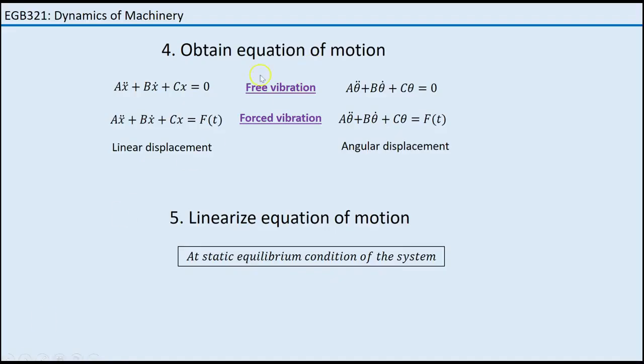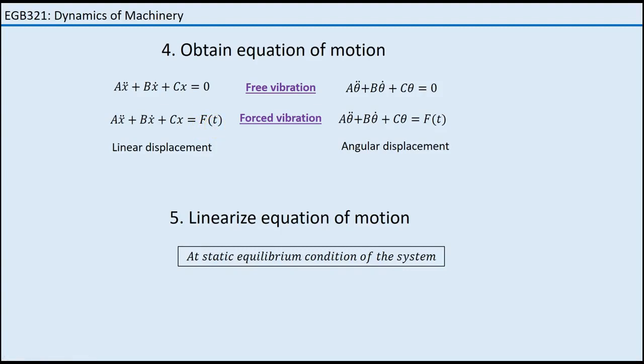In step 4 we want to obtain the equation of motion. So for linear displacement the equation should look like this in the case of free vibration: A times acceleration plus B times velocity plus C times displacement equals 0. The right hand side is 0 because this is free vibration. Same for angular displacement, just we use theta instead of x or y. For forced vibration, on the right hand side we will have F(t), which is a force as a function of time in most cases.